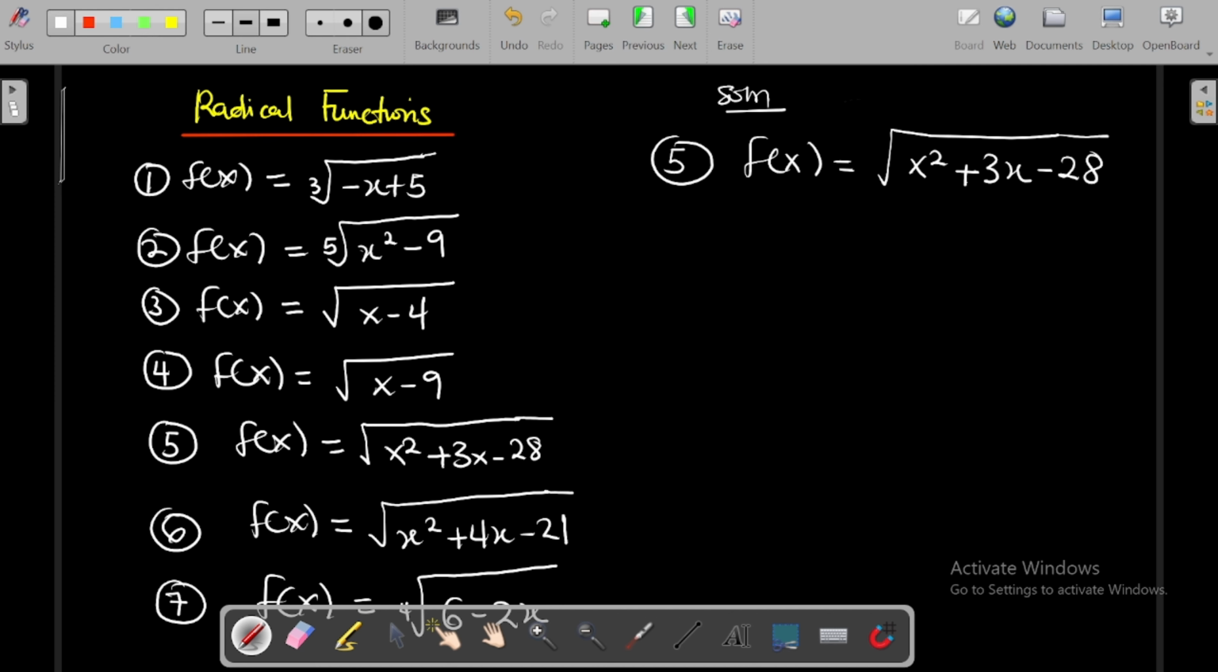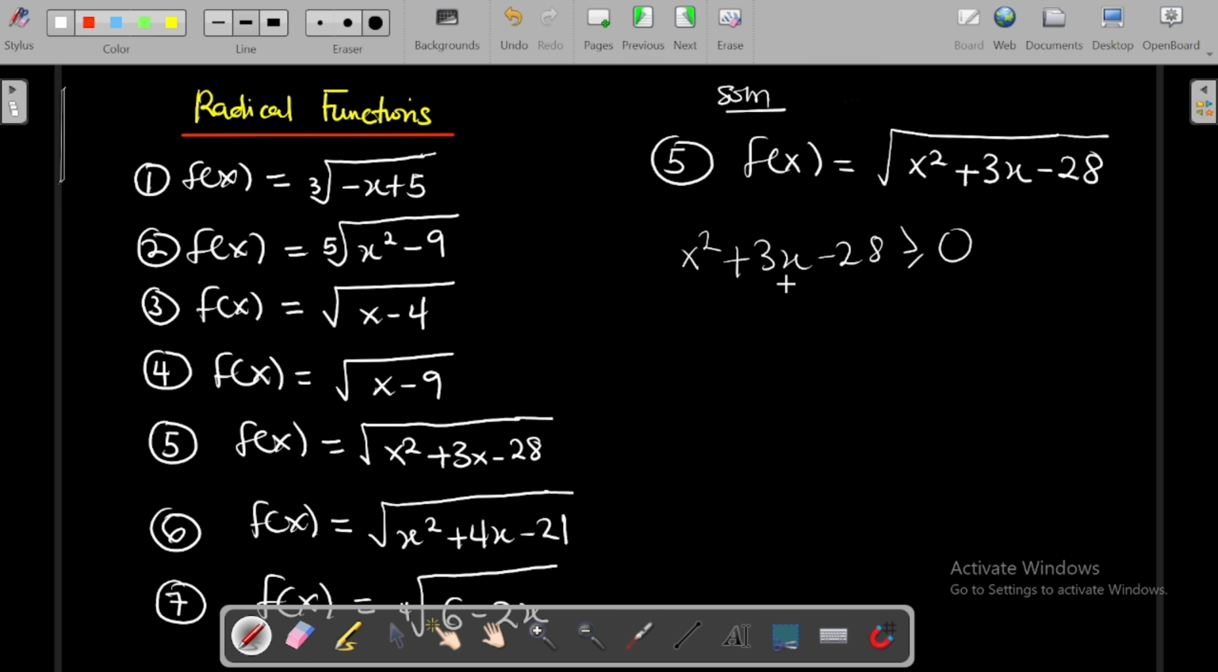Now let's look at this question. Now we have a radical function, right? And you notice that since it's a square root, the index is what? 2. And if the index is 2, automatically we know 2 is an even number. So what do we do when we have an even radical function? How do you find the domain? We find the domain by setting what is under the square root to be greater than or equal to what? 0.